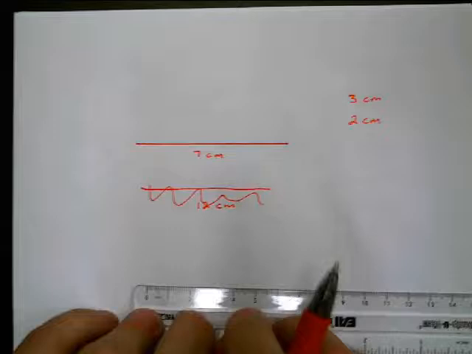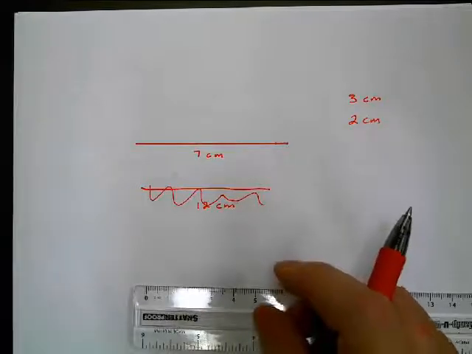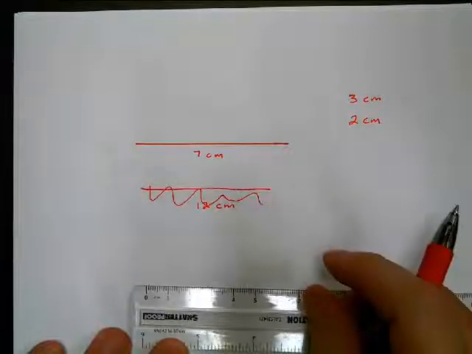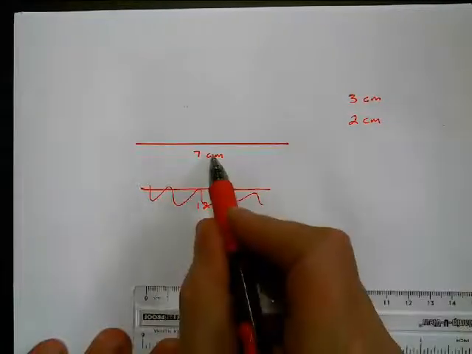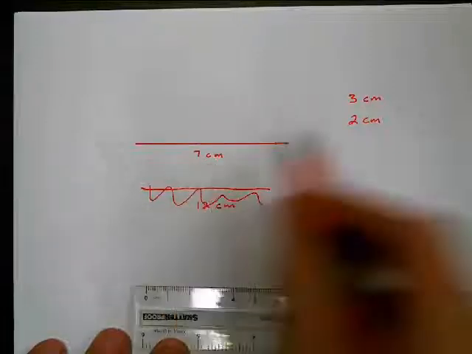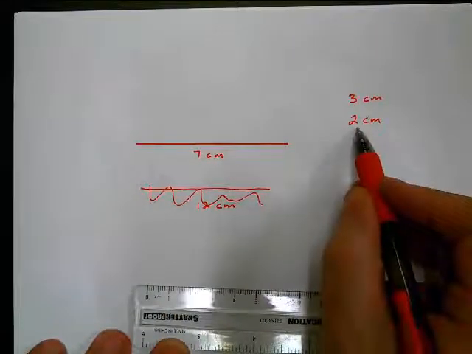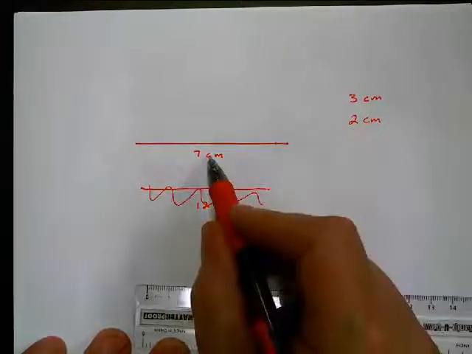Now, according to the triangle inequality theorem, this is not possible. I can't have a triangle where I have 7 centimeters and the two smallest sides, when I add them together, are not bigger. It won't make a triangle.